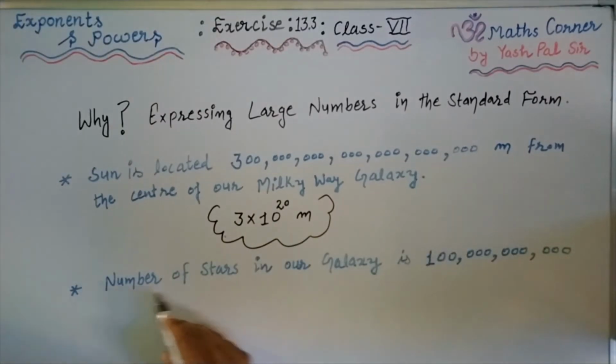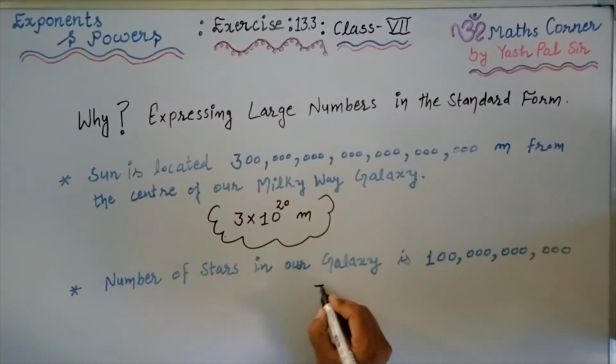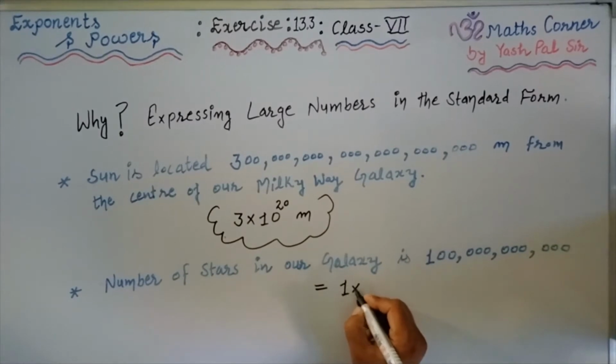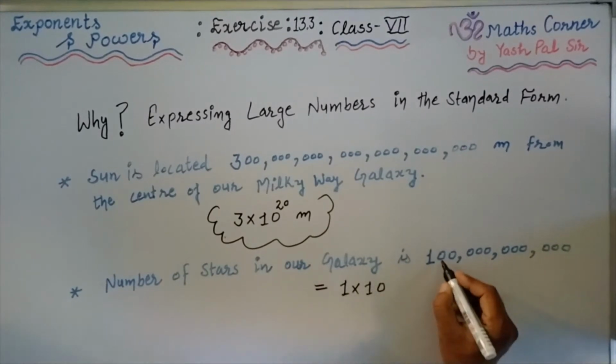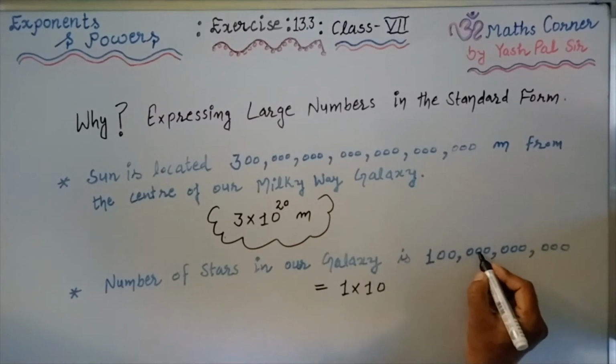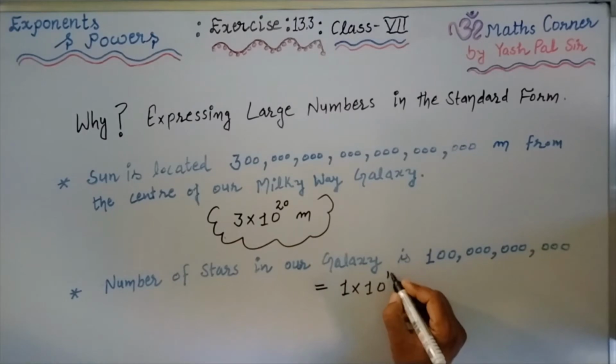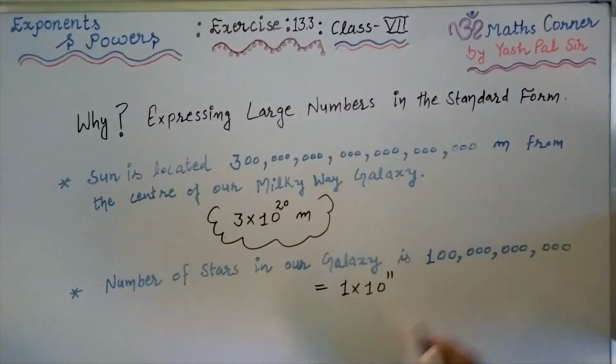One more example: the number of stars in our galaxy is 1 followed by how many zeros? We can write this in standard form as 1 into 10 raised to power, counting the zeros: 1, 2, 3, 4, 5, 6, 7, 8, 9, 10, 11 zeros. So the number of stars in our galaxy is 1 into 10 raised to power 11.